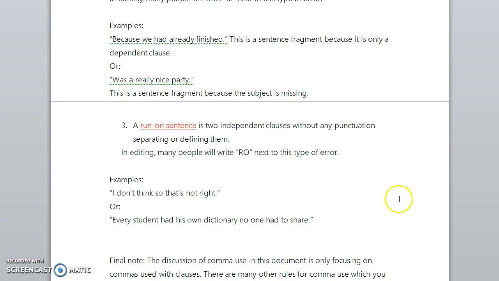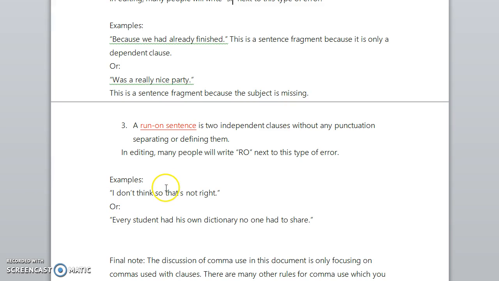Finally, a run-on sentence is two independent clauses without any punctuation separating or defining them. In editing, many people will write RO next to this type of error. Examples: I don't think so that's not right. Where is the separation? I don't think so.